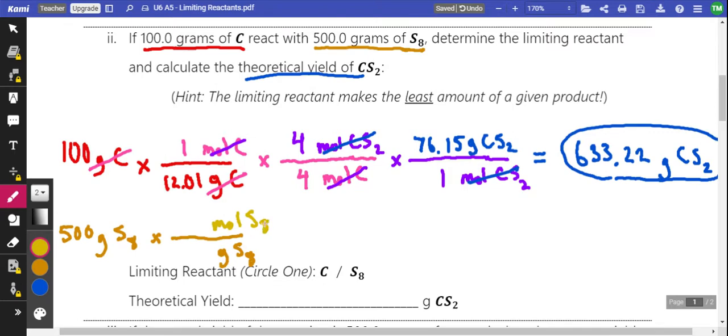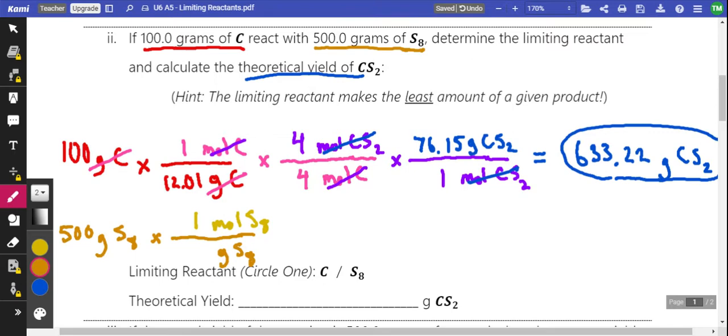Moles of S8. All right, this is not a mole-to-mole ratio, so I can be 1 with moles. So then this is asking me how many grams of S8 are in 1 mole of S8. The molar mass of S8 is 32.07 times 8, because there's 8 sulfurs in here.